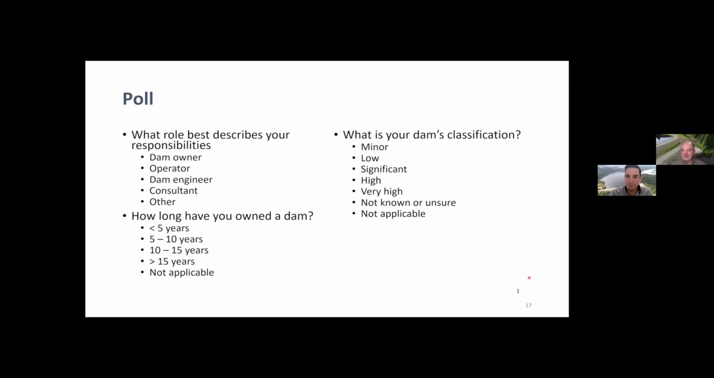And so clearly we have owner operators participating. We have more than half of the membership of this poll, and I'll share the results so you can see them too. More than 55% of the people have had their dam for more than 15 years. And there are some, maybe newbies, people that have had their dam for less than 5 years. So perhaps you're in a more learning phase about being a responsible dam owner. And interestingly, we have quite a few dams that are in the high consequence category.